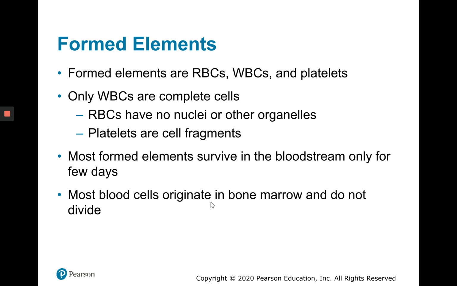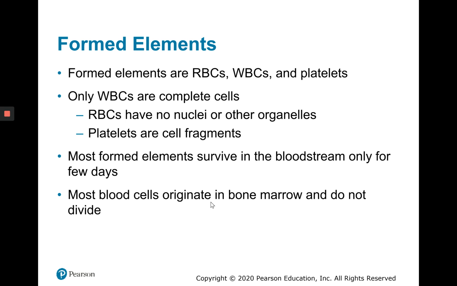So now that we've talked about plasma, let's move on to the formed elements. The formed elements are red blood cells, also called erythrocytes, white blood cells, also called leukocytes, and platelets, which are also known as thrombocytes. And we've stated before that only white blood cells are complete cells, because red blood cells are anucleate, and platelets are cell fragments of cells called megakaryocytes. So most of our formed elements survive in the bloodstream for only a short period of time, only a few days, because they're not complete cells. Even our immune cells only survive for a short period of time because a lot of them die fighting.